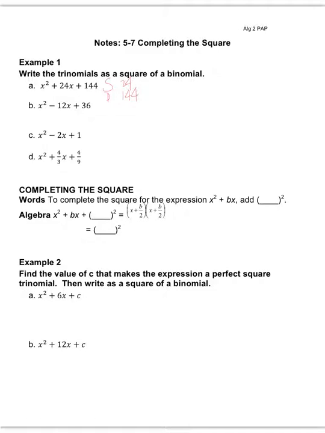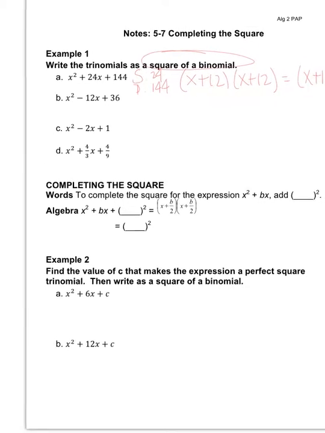So that would be 12 and 12, so x plus 12 times x plus 12. Since those are the same thing, I'm going to write it as x plus 12 squared. That's when it says square of a binomial. Okay? All right.